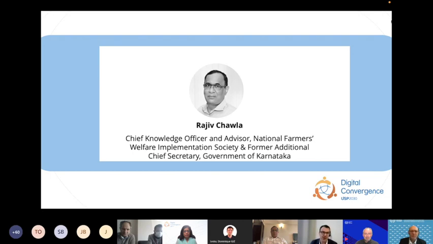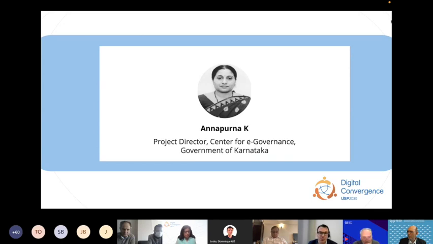He is joined by Annapurna K, who is a civil servant with a decade of experience working in various departments of the government of Karnataka. For the past 2 years, she has served as project director of the Kutumba project at the Center for E-Governance. Prior to joining civil services, Annapurna served in the Indian Army for 5 years.